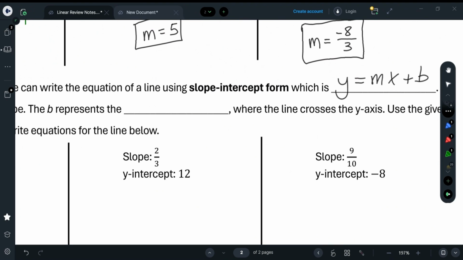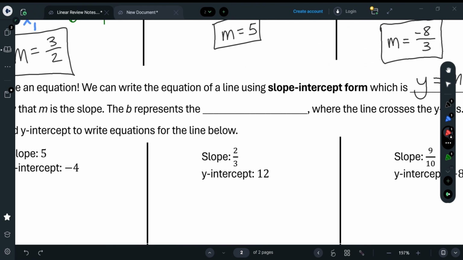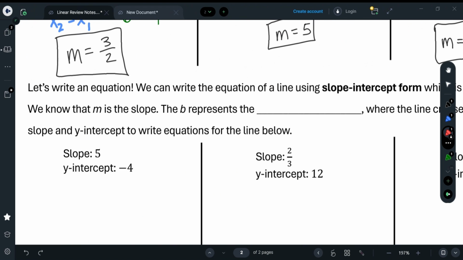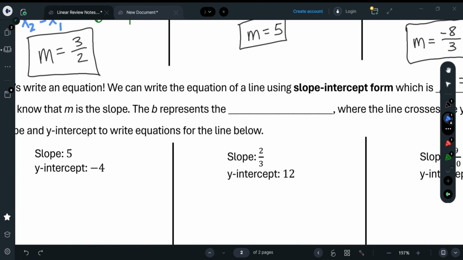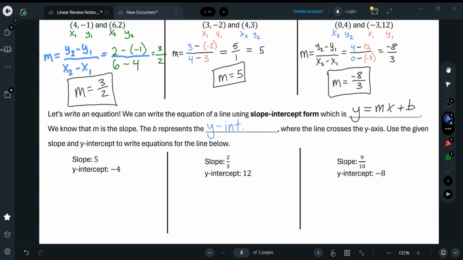You look at this and you see, wow, it's all letters. There's no numbers. Well, this is actually the most general form. This covers all of the different linear equations we can have. Now, to get a specific linear equation, we're going to have a specific slope, and we plug in a number for m, and a specific y-intercept, and we plug in the number for b. And then we leave y and x as our variables. Okay, so what does it say here? We know that m is the slope. B represents the y-intercept. I'm going to abbreviate it INT. Okay, so it says here, use the given slope and y-intercept to write the equations.